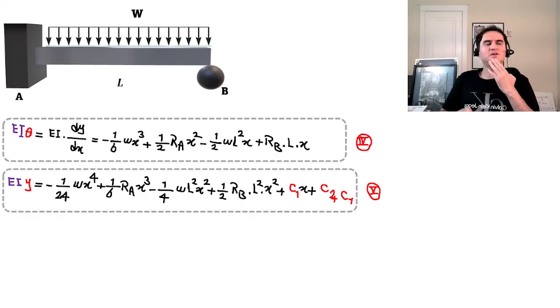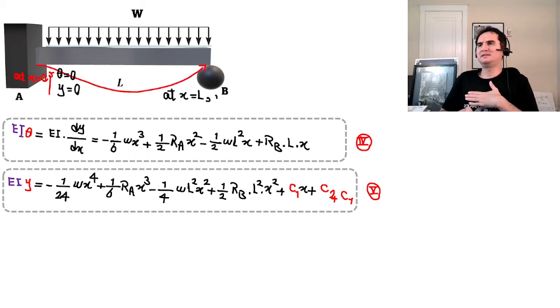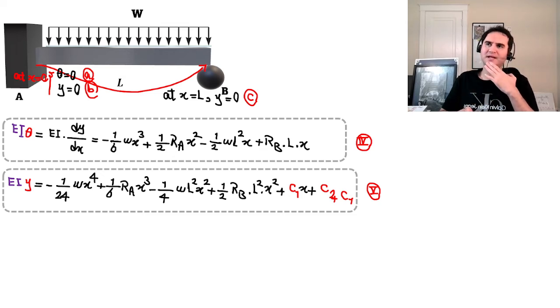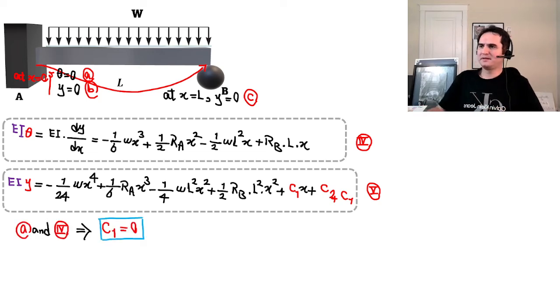If we apply the boundary conditions to get the constants, at the beginning there is no theta and no delta due to the fixed support, and at the end there is no vertical movement due to the ball support. So in that sense, if we apply point A in equation 4, theta equal to 0, for equation 4, the slope, it simply gives us C1 equal to 0.